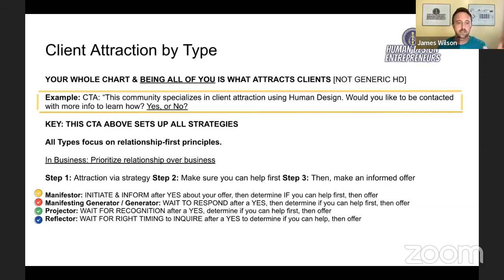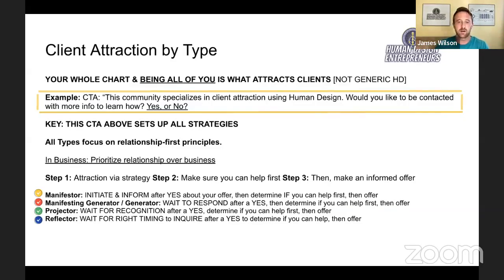So to go type by type, we'll start with manifestors because it's not necessarily just initiating right off the bat. Type in the chat if you're a manifestor. Let me know. Okay, so once somebody says yes, I'm interested, then manifestors initiate and inform after the yes about your offer. So this is where you can inform, initiate the conversation in the traditional sense. Then go through a pre-qualification process, have a call or two, get to know them, develop the relationship, determine if you can help them first, then make the offer. That's what I would recommend.